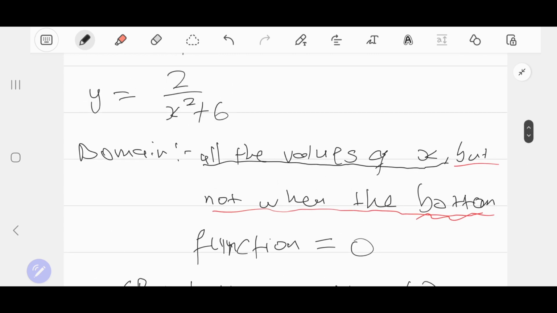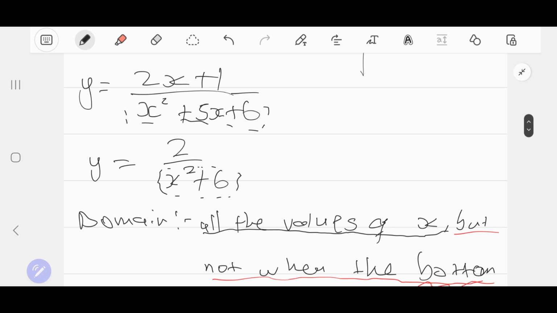So this means you're going to find where this function will be 0, and then where it is 0, you exclude those points. You say x is an element of real numbers, but x must not be those 2 values or 3 values. It will depend on what type of rational function you are given, especially the bottom part, the denominator. We want the function to exist anywhere, but it won't exist where the bottom function is equal to 0, because dividing anything by 0 is undefined.